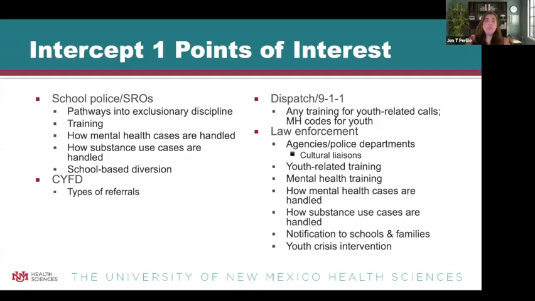So within this first intercept, you'll see that there are several points of interest that can be important for the youth sequential intercept model. The first is school police officers, school resource officers, and the pathways into exclusionary discipline that may exist within the school system. Exclusionary discipline can be in-school or out-of-school suspensions, expulsions, other types of discipline that can remove a child from being within the school system. Also of interest are the types of referrals coming into the Children, Youth, and Families Department, to the Juvenile Justice Division, and what sort of referrals those might be. Dispatch and 911, how they handle youth-related calls, and law enforcement agencies, how they have been trained to deal with youth, especially youth in crisis.